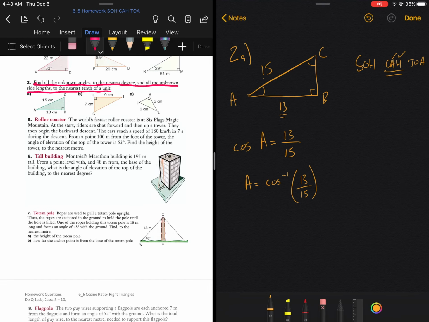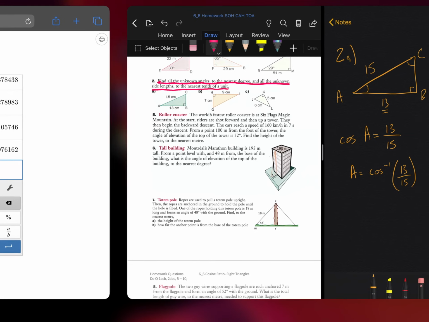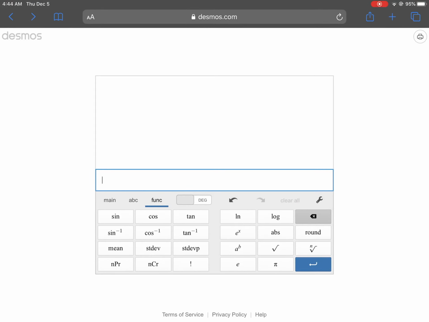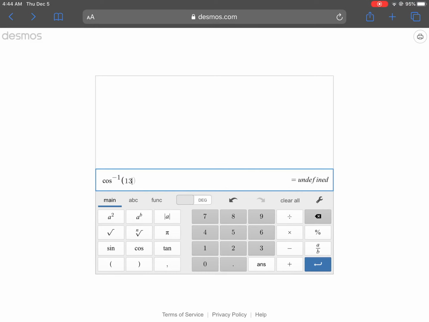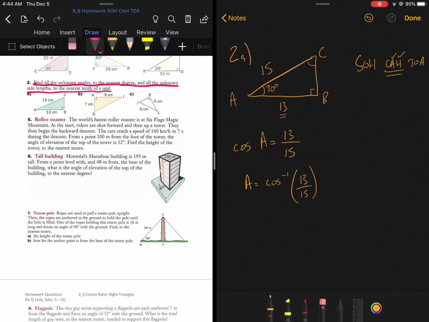And we're going to solve for that. Inverse cos 13 over 15. Divided by 15. And it is 30 degrees approximately. Just under 30 degrees, which would make this 60. But we're going to solve this a different way. So let's just say we don't know that it's 30 degrees there.